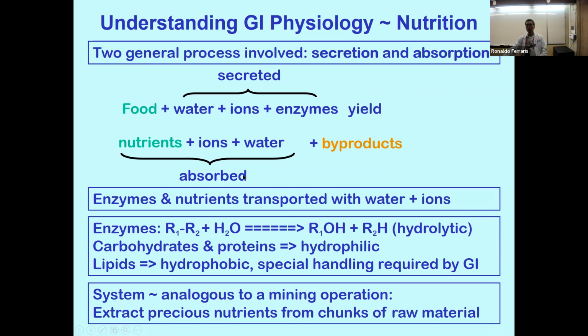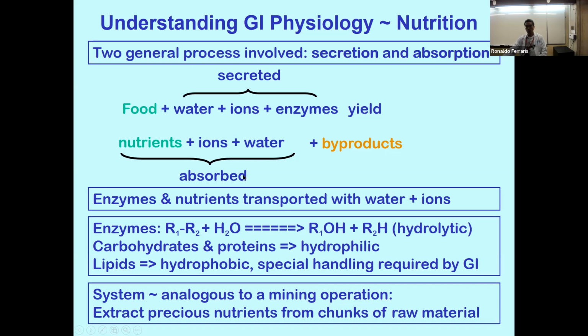So enzymes and nutrients are always transported with water and ions. Okay, so that's one of the things you need to remember. And these enzymes that we use to digest food are actually hydrolytic enzymes. So this is a general reaction of almost all enzymes that we are going to be talking about. So these are hydrolytic enzymes, and these are enzymes that require an aqueous environment. So they need water, right? That's why we have water and ions being secreted into the lumen.